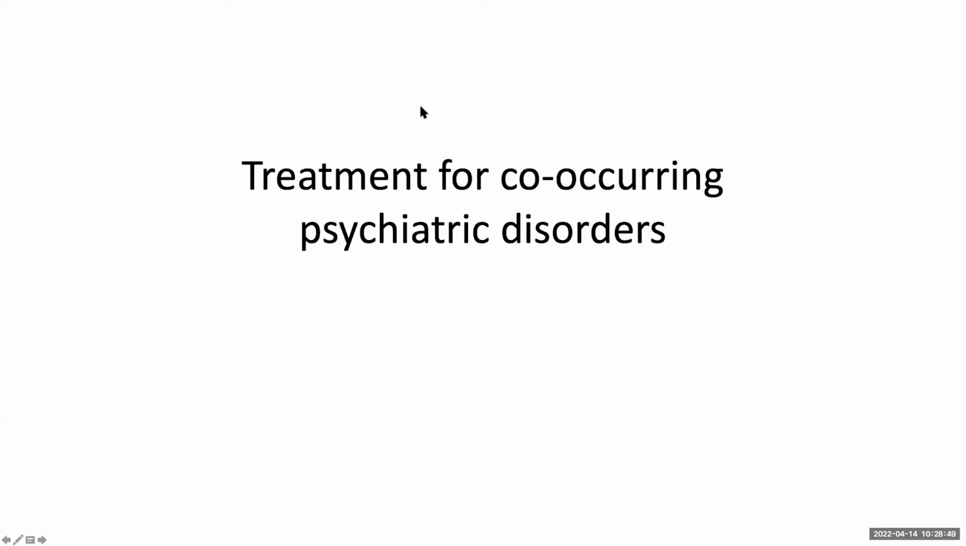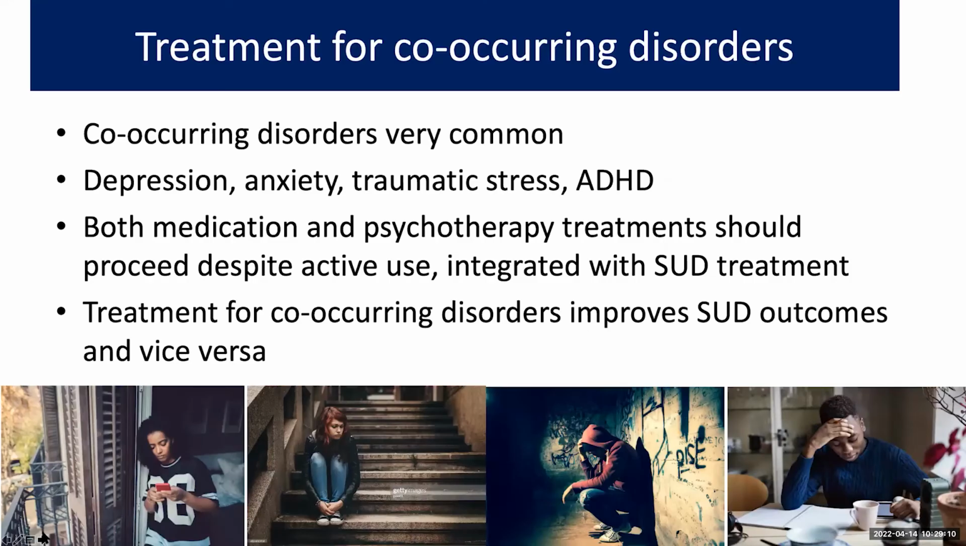All right. So let's move on from that to the next topic, which is treatment for co-occurring psychiatric disorders. So it's no surprise to you guys that other behavioral health problems, psychological problems, psychiatric disorders are very common in young people with substance use disorders. In fact, their presence in this population is more the rule than the exception.